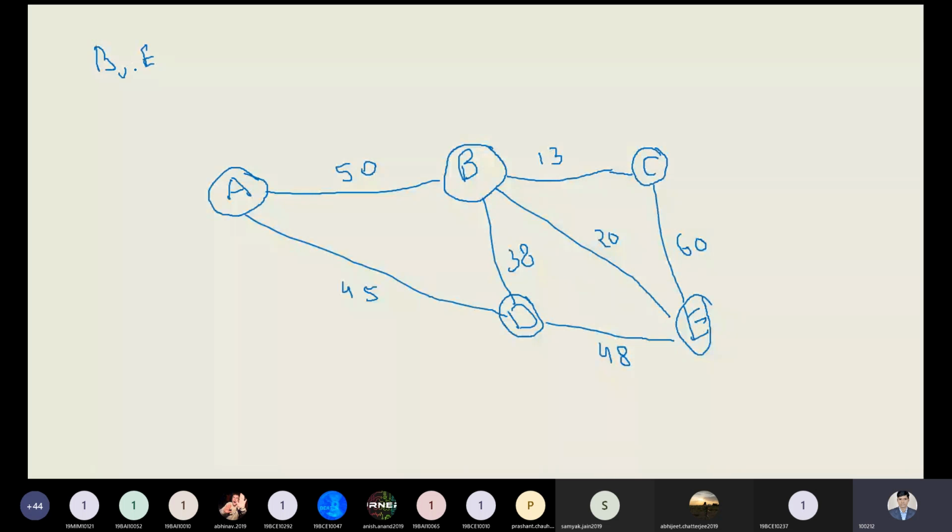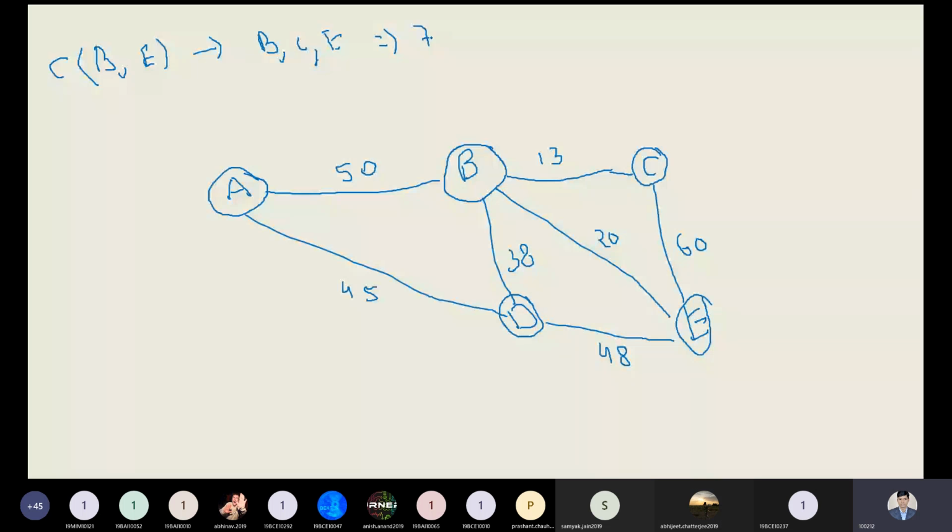So I'm writing C for understanding purpose. C is the cost. So how many paths do we have? That's the point we need to keep in mind. B to E, you can go via B, comma C, comma E. And what is the cost? I can write it in a simplified way for understanding purpose. B, C, E: 13 plus 60. Can I write 73? Yes, sir.